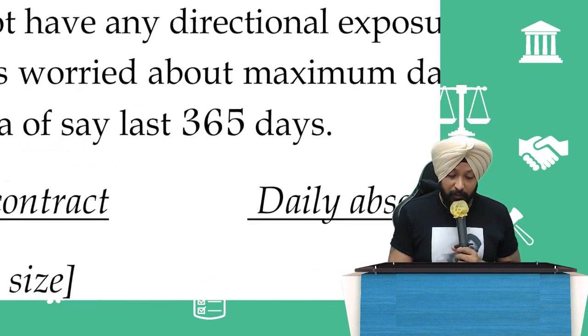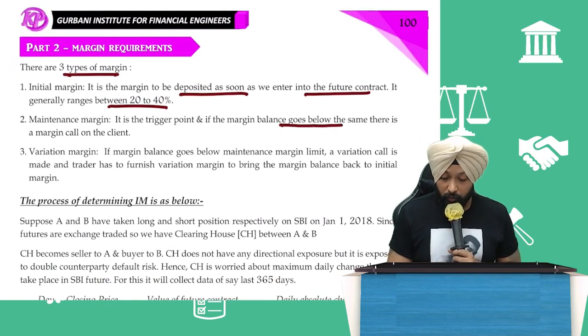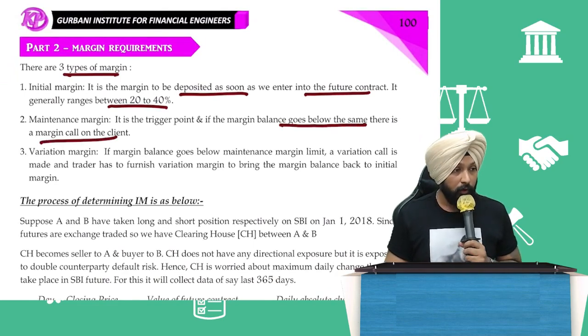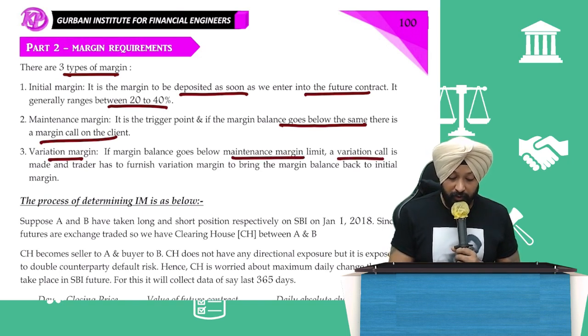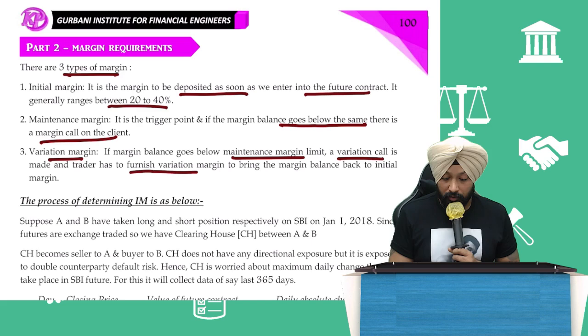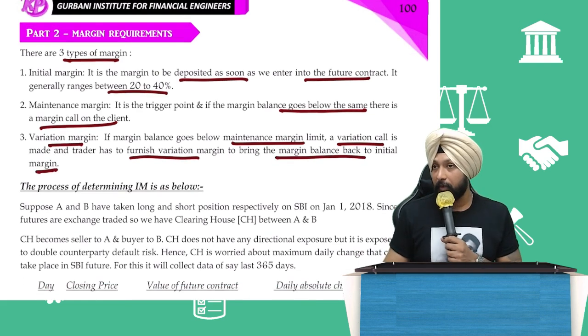What is maintenance margin? Maintenance margin is the trigger point. And if the margin goes below the same, then there is a margin call on the client. Okay. And then what you deposit is the variation margin. If the margin balance goes below the maintenance margin limit, a variation call is made and the trader has to furnish margin to bring the margin balance back to the initial margin level. Whatever is the minimum margin required, that much balance you have to again bring into the demat account.